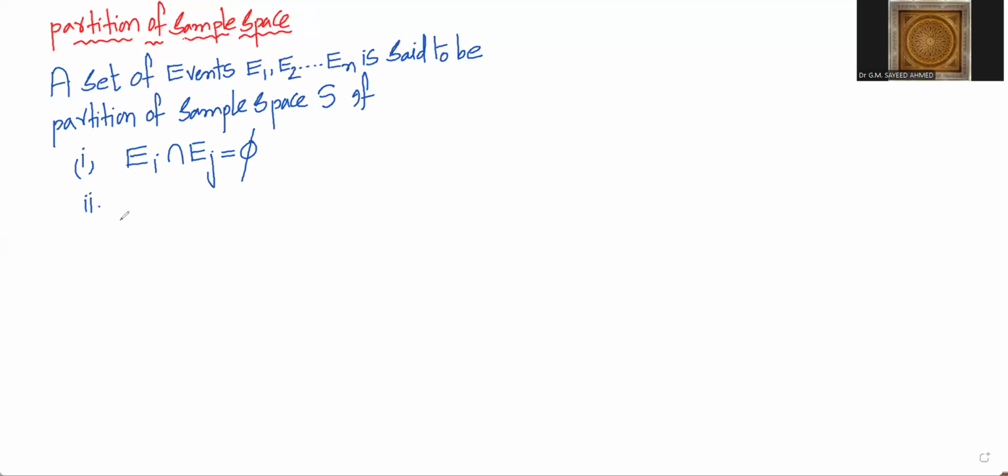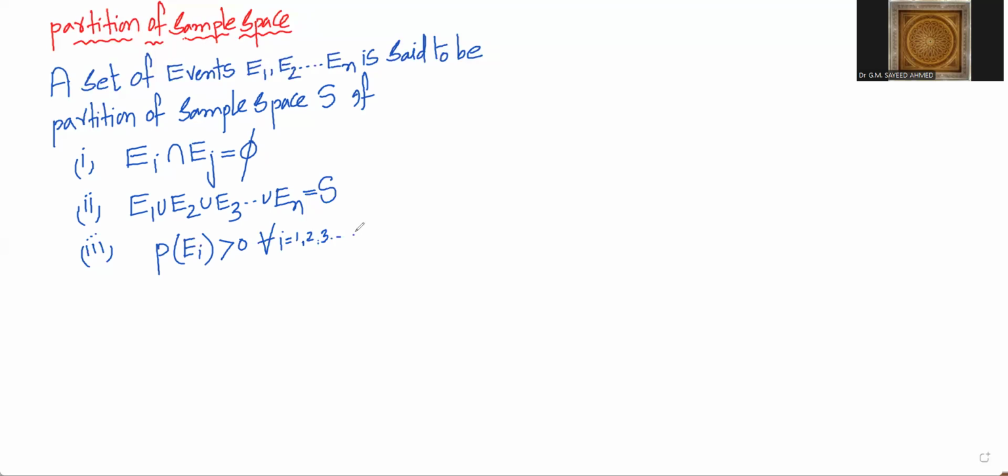We have already discussed this in Bayes theorem, but it is given individually also. Condition two: E1 union E2 union E3 and so on up to En, the union of all these, is S. Third condition: probability of each Ei should be greater than 0, for all i equals 1, 2, 3 and so on up to n. I repeat, this theorem is from unit number 1.